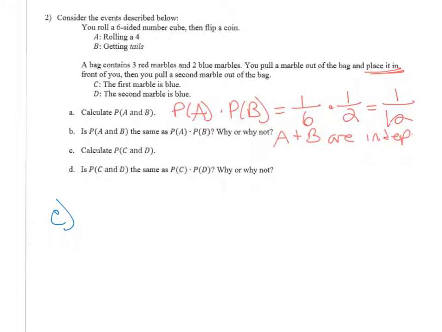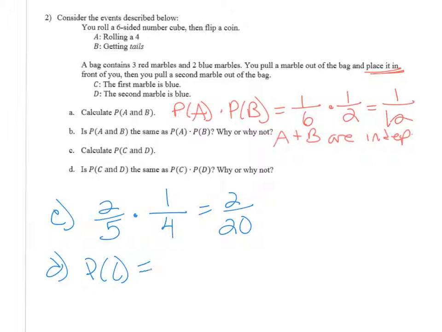So to calculate C, the probability of C and D, well, the probability of getting a blue marble on your first draw is going to be 2 out of 5. But your probability of getting a blue marble on the second draw, there's only one blue marble left out of 4 marbles total. So that's 2 out of 20. So for part D, that's not going to be the same as the probability of C times the probability of D. Because the probability of C, we said, was 2 out of 5.